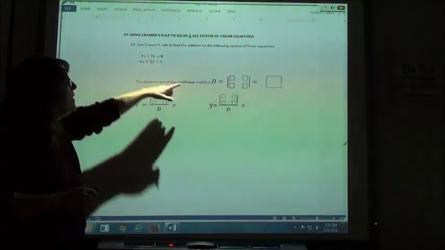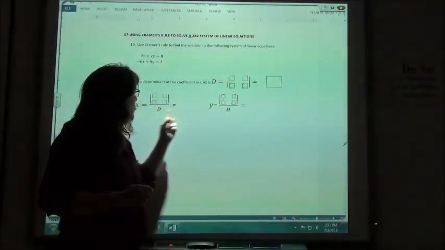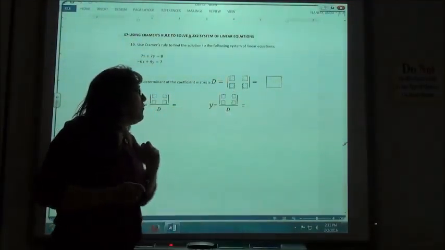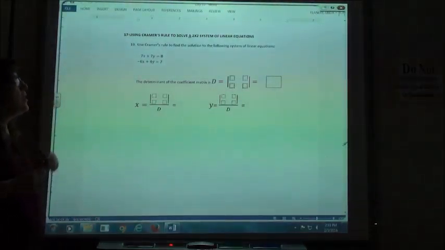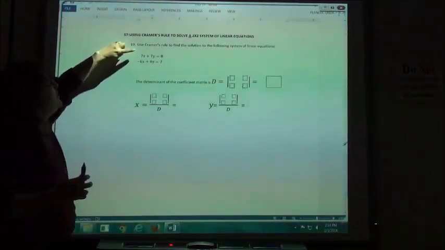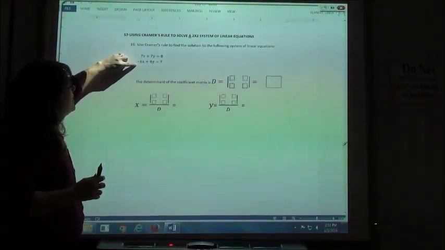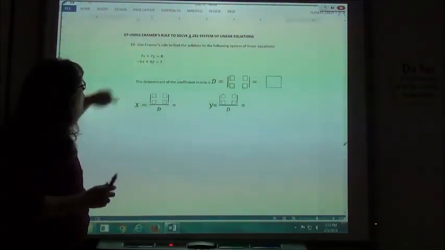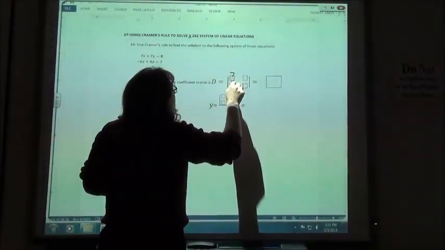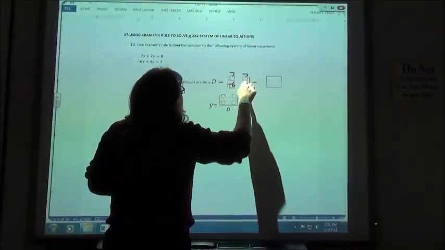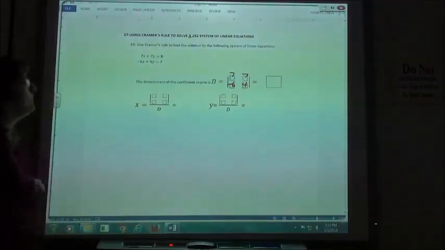The first determinant they just call D. Those values are going to go in the bottom of your fractions on your answers. So for determinant D, you're just using the coefficients of your x's and your y's. So 7, -6, 7, 4.